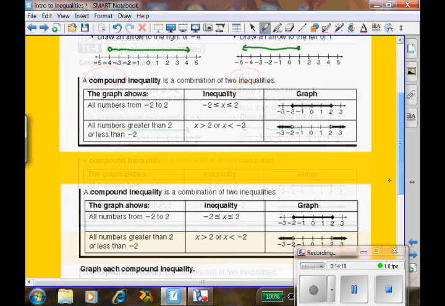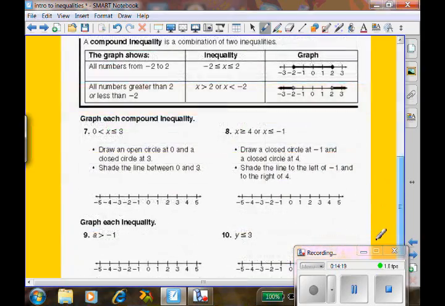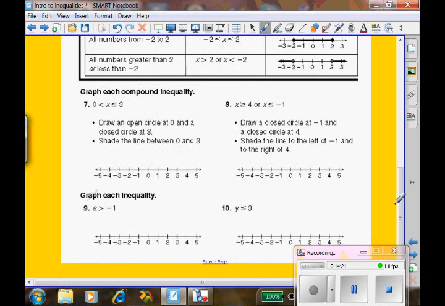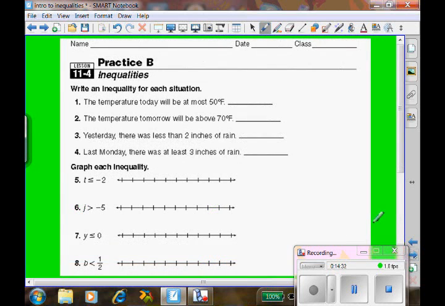Okay, so I'm going to skip through this next section. We're going to get that in the next video. But what I want you to do is you can do number 9 and number 10. Go ahead and do those. And then you have a sheet that says 11-4 practice B. You can do 1 through 8 right now.